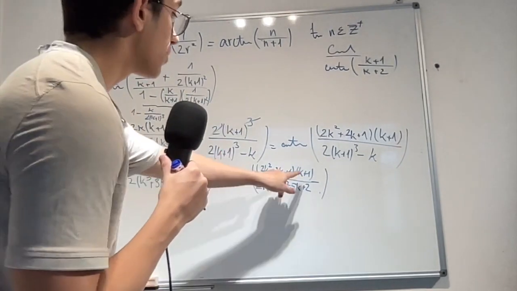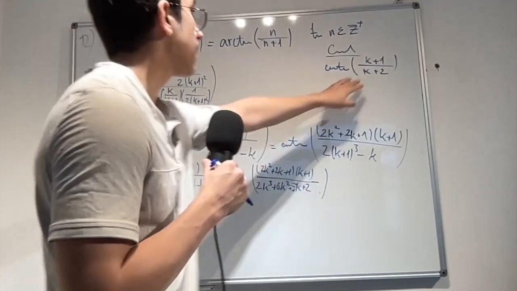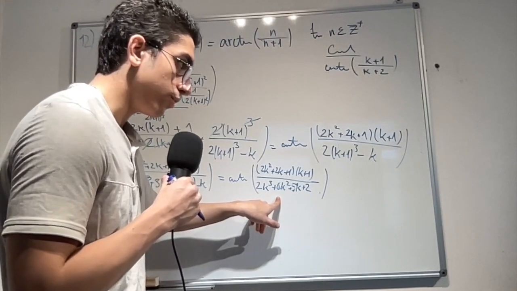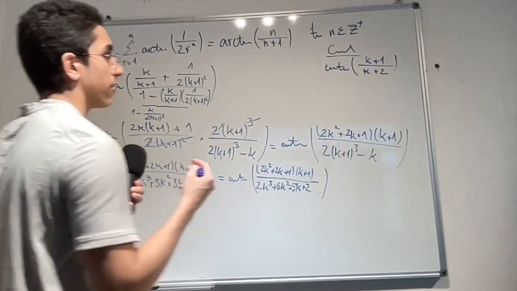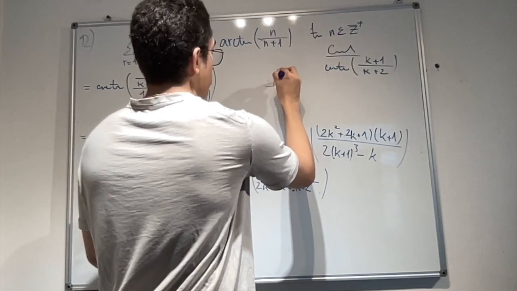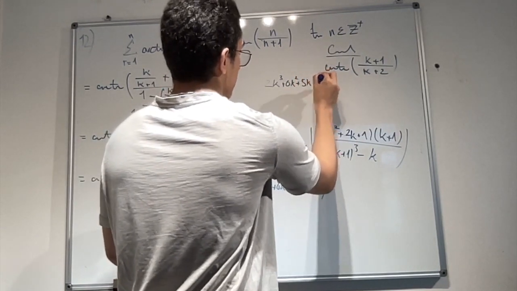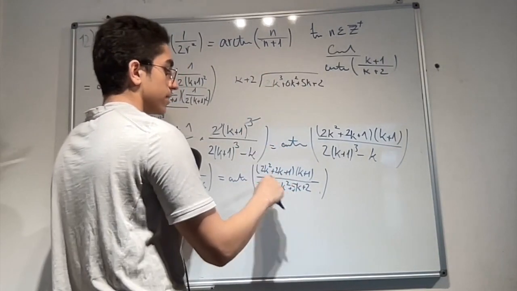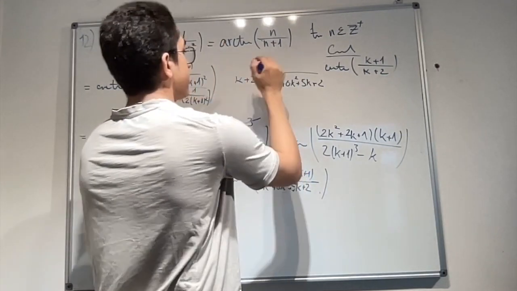Okay, so we got k plus 1 on the numerator. Now we need k plus 2 on the denominator. What if we divide this by k plus 2? Let's see how that goes. So I'm going to divide it here: 2k cubed plus 6k squared plus 5k plus 2 divided by k plus 2, right? Because we need something to cancel out this 2k squared plus 2k plus 1 on the numerator.